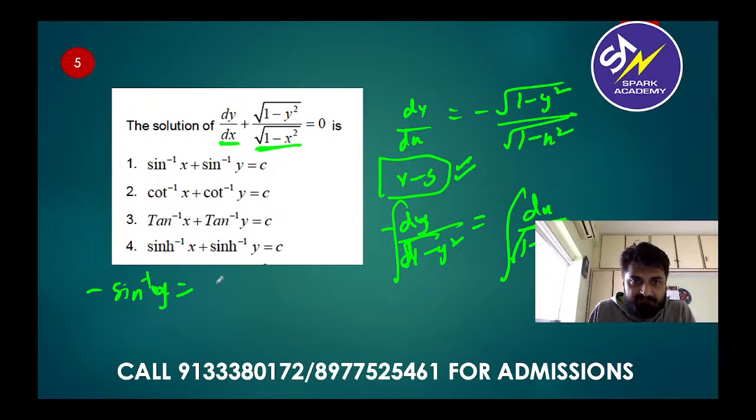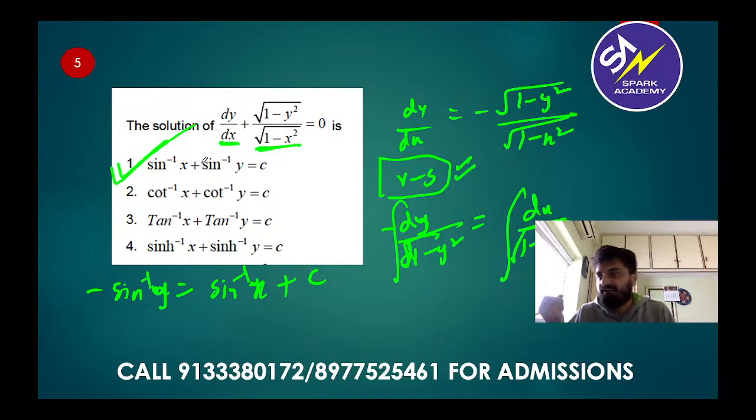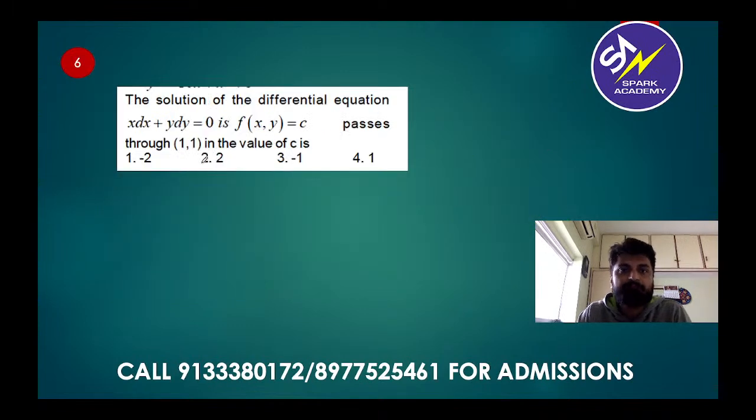And this is the formula of sine inverse x plus c, or you take it to the other side, you'll get sine inverse x plus sine inverse y equal to c. Got it? First option is the final answer. Very, very simple. You just separate y terms, separate x terms and integrate.